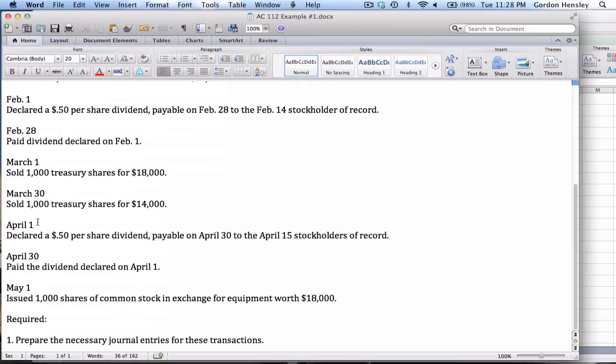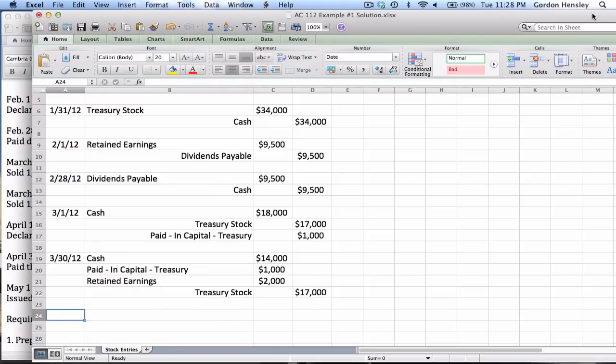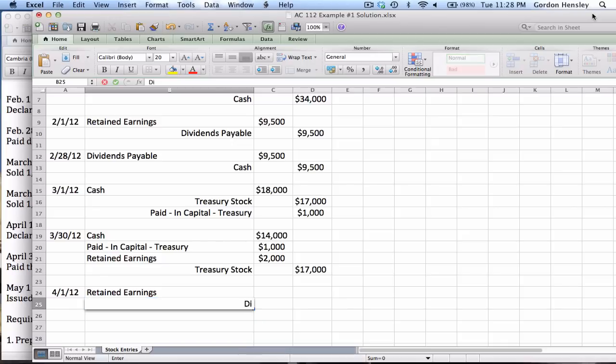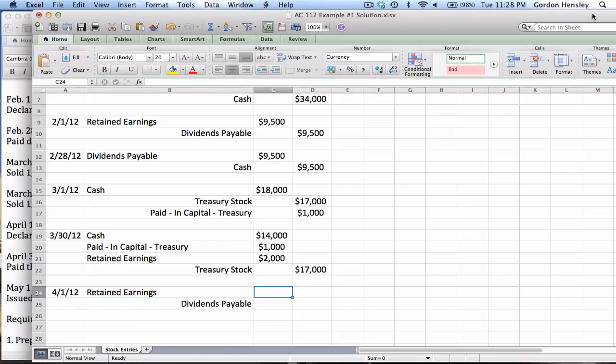Now the next transaction, April the 1st, declared and paid a 50-cent per share dividend payable on April 30th to the April 15th stockholders of record. Well, we had a transaction very similar to that earlier on in the problem. So we know exactly what to do. We know the money comes from retained earnings, and that retained earnings has to be debited, and we're obligating ourselves to pay that dividend, so that is dividends payable. But the question this time is, what about the amount? The amount's going to be a little different.